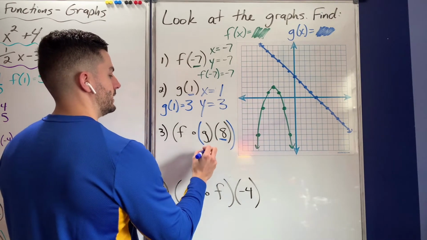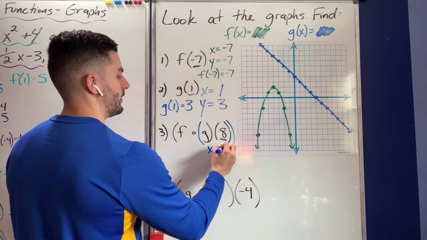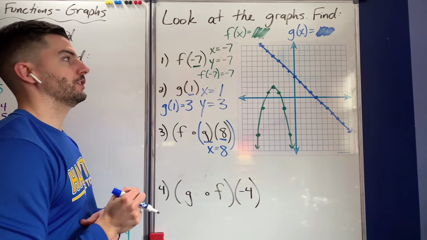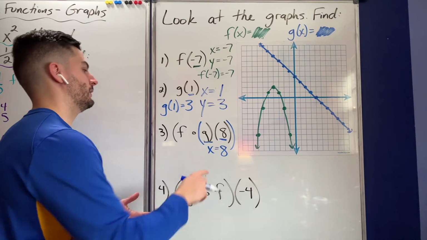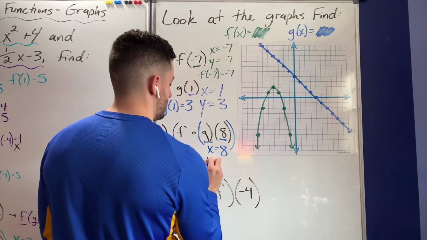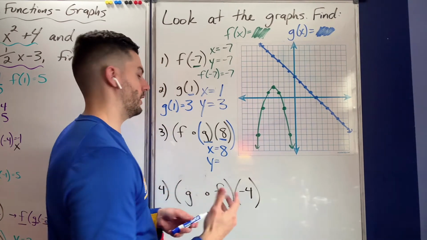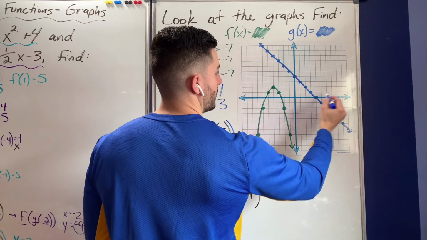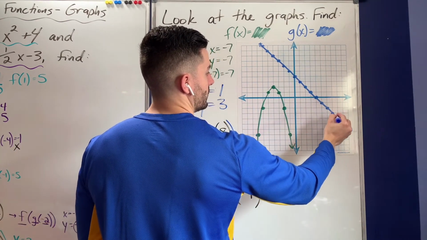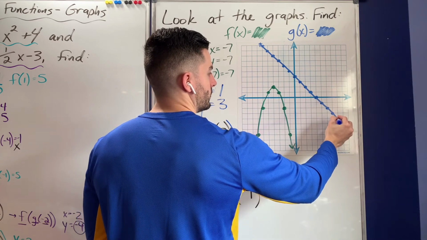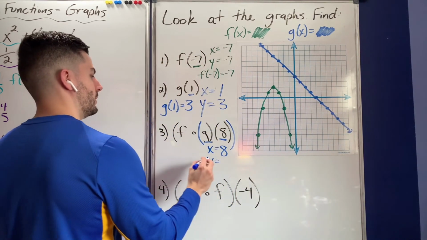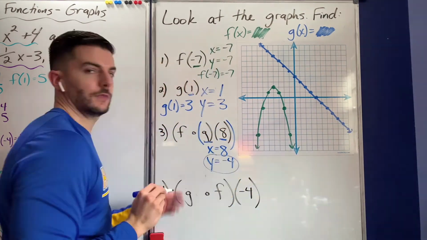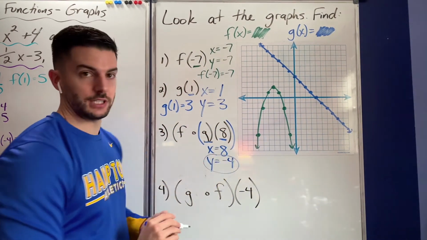So what is that saying? That's saying x is 8 in the g equation. The g equation is the blue one. So it's asking, when x is 8, what's the y value? When x is positive 8, that would be all the way over here. The y value would be down here. So when x is 8, y is negative 4. That would be the answer to just this part of it.